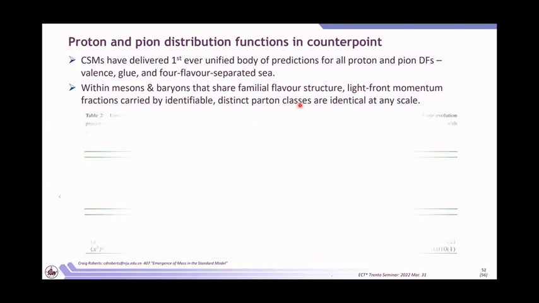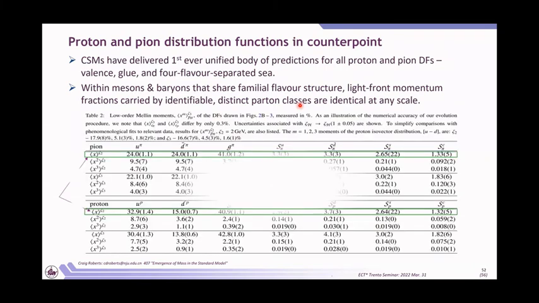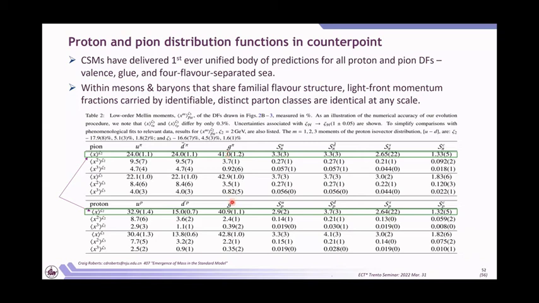That's what's illustrated here. At the hadron scale, the gluon fraction of momentum in the pion is the same as the gluon fraction in the proton. Summing the valence-quark fractions in the pion, I get the same as the valence-quark fractions in the proton, and the same for the sea quarks: sum of U and D bar in the pion, U and D in the proton, S, C, and so forth. The higher moments are different, and that's the key.